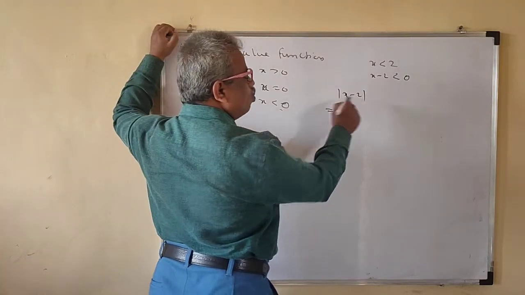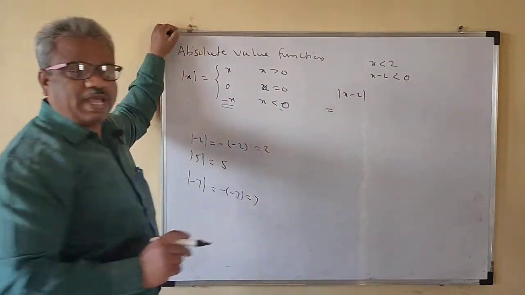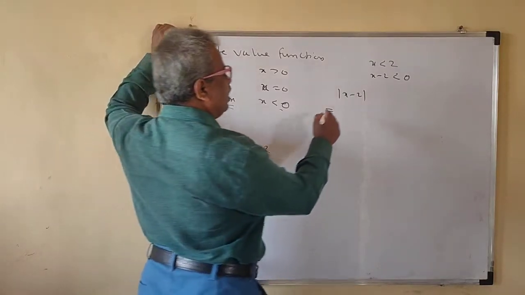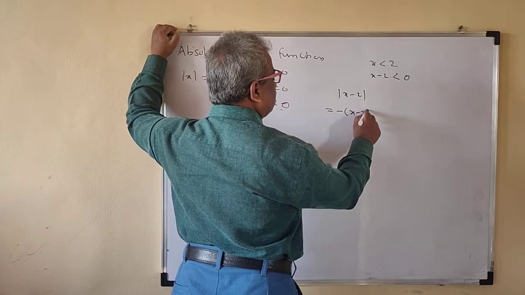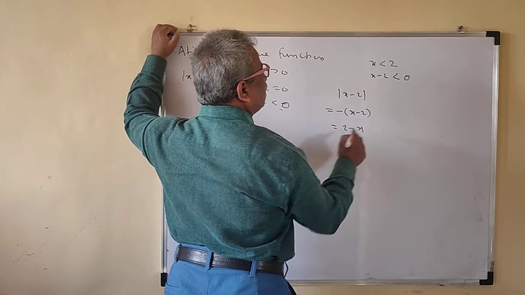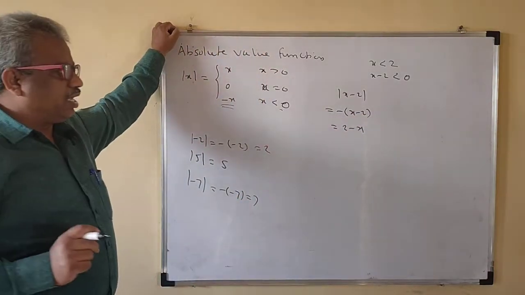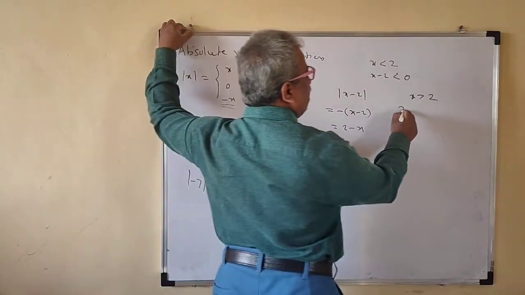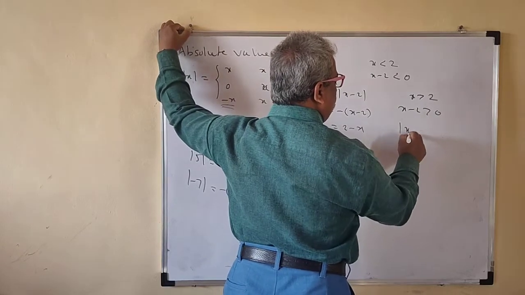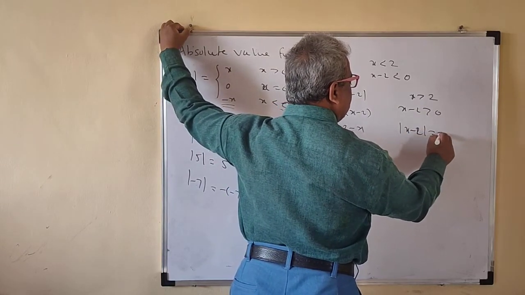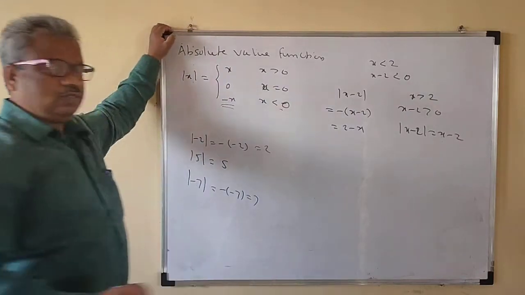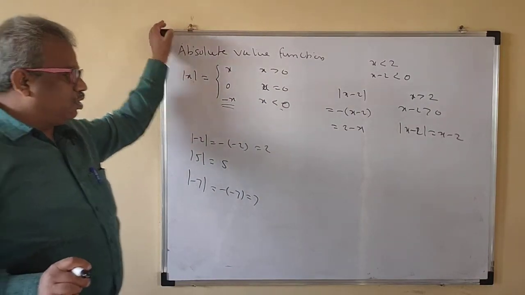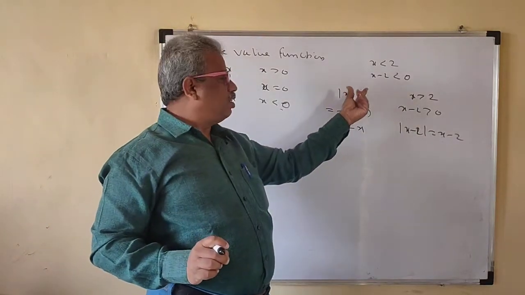So if you don't want the mod, and you know x minus 2 is negative, that means if you know x is less than 2, then you can write directly this as minus of x minus 2. So this is 2 minus x, because x minus 2 is negative. Now if your x is greater than 2, then x minus 2 is positive. So mod of x minus 2 is the same as just x minus 2. In this way you can remove the modulus sign if you know the range of x.